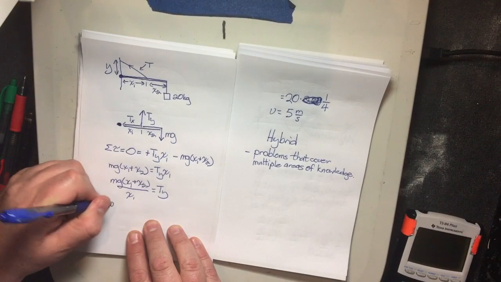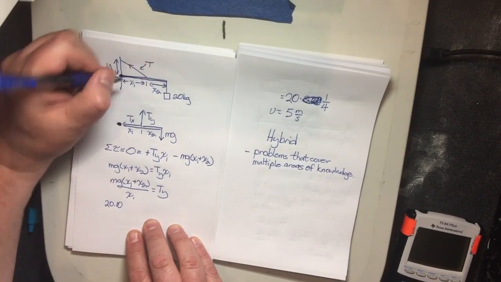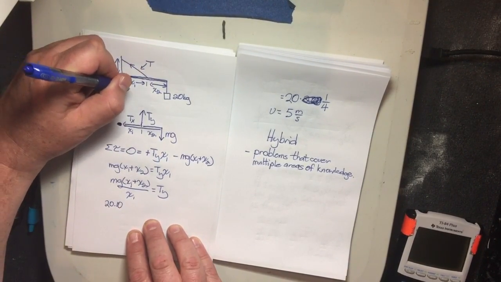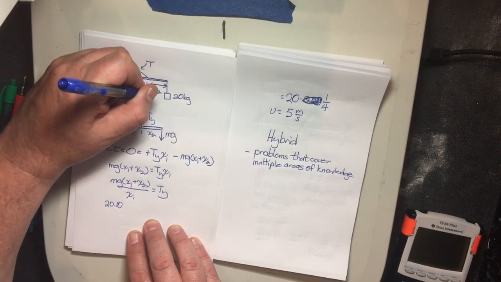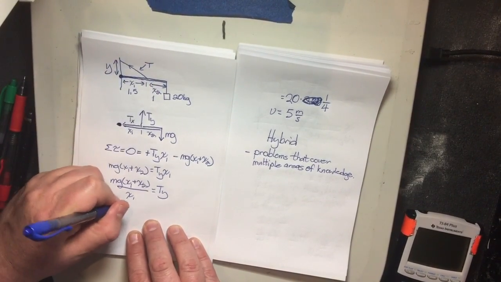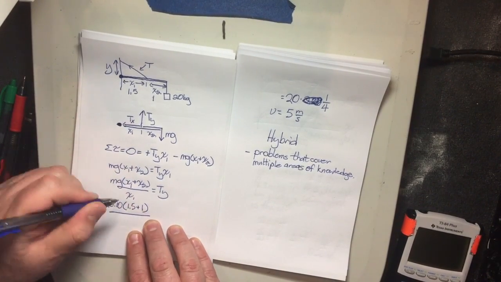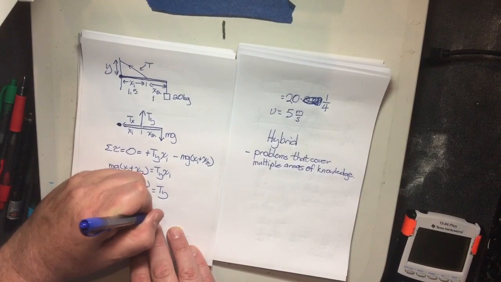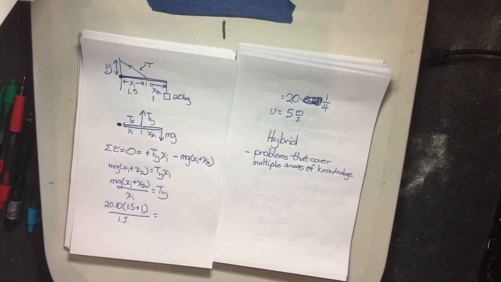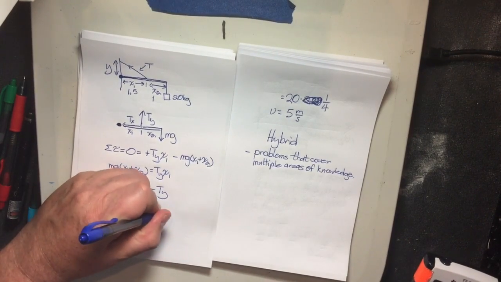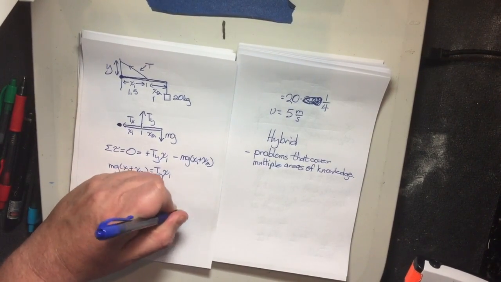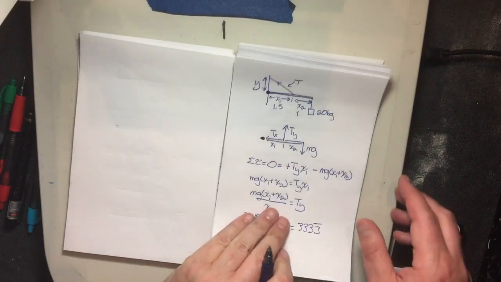M is 20, G is 10. Let's see, x1 is 1.5, x2 is 1. So the tension in Y is 333.3 on and on.